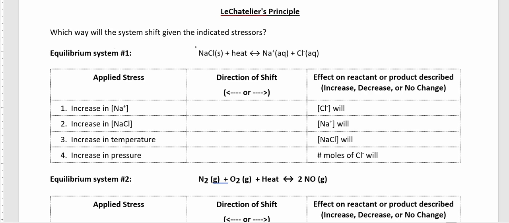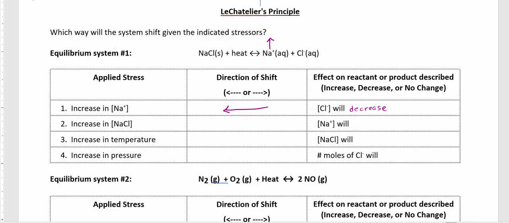Working with Le Chatelier's principle. So for this first equilibrium system, if we increase the concentration of the sodium ions, we're going to shift away from that increase and we're going to shift towards the making of more heat and solid sodium chloride. And the concentration of the chlorine ions will decrease.